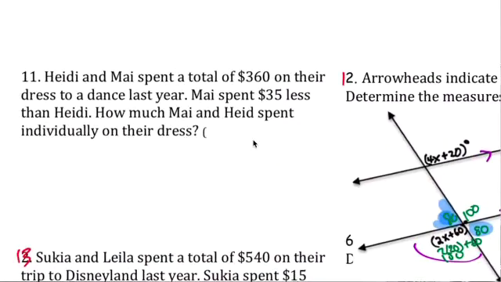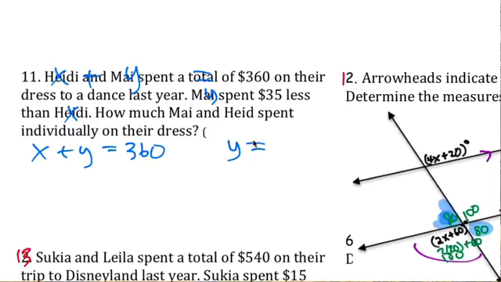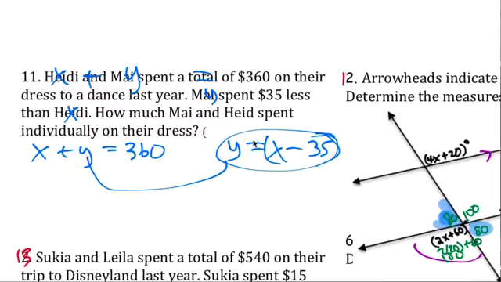Heidi plus Mia spent a total of x plus y equals 360 on their dress to a dance last year. Mia's y spent 35 less than Heidi, so x minus 35, right? How much did Heidi and Mia spend? Use substitution. Substitute this into where y would be. X plus x minus 35 equals 360.